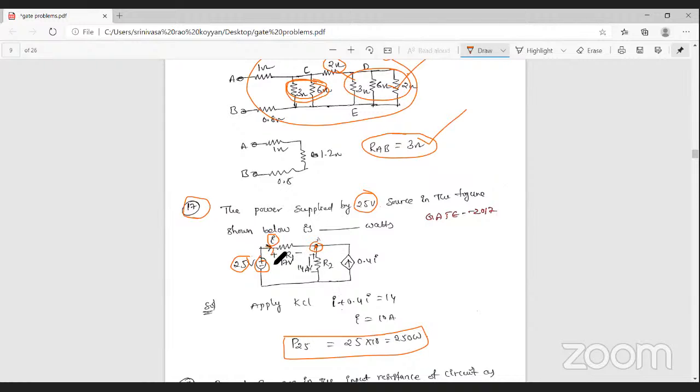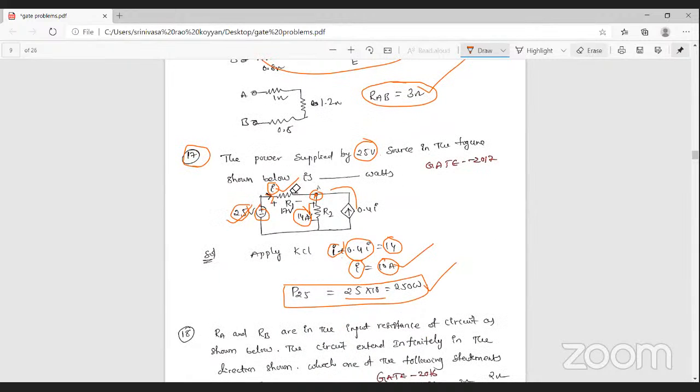Here the entering current is I. Here also current is entering, that is 0.5 I. But here the current is leaving. What is the current here? 14 amperes. Then the current I is equal to 10 amperes. So the total current is 10 amperes and the voltage given is 25 volts. Then power is equal to 25 volts times 10 amperes, that is 250 watts. That is problem number 17.